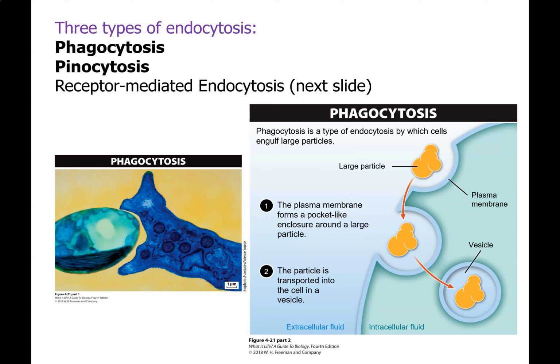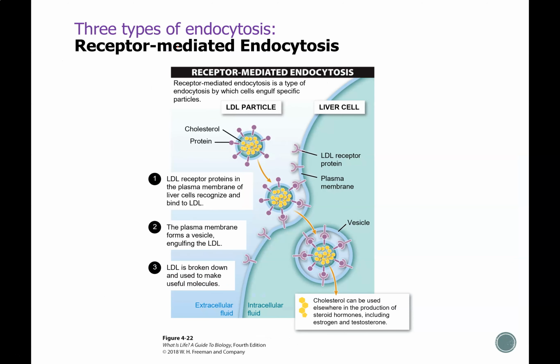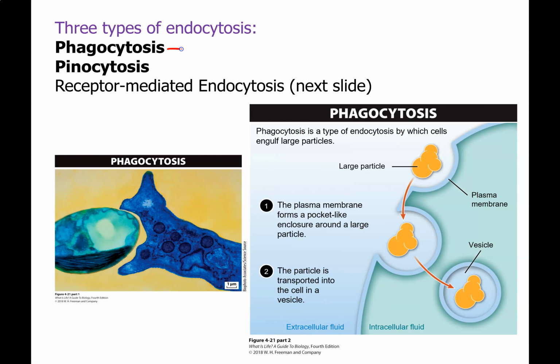So here we have pictured the process of phagocytosis. Now, phagocytosis basically means cell eating. So in the process of phagocytosis, the cell is bringing in sort of solid molecules, or not really molecules, particles. So think of food. Here we've got this picture of the cell. So this is food for this organism that's engulfing it.